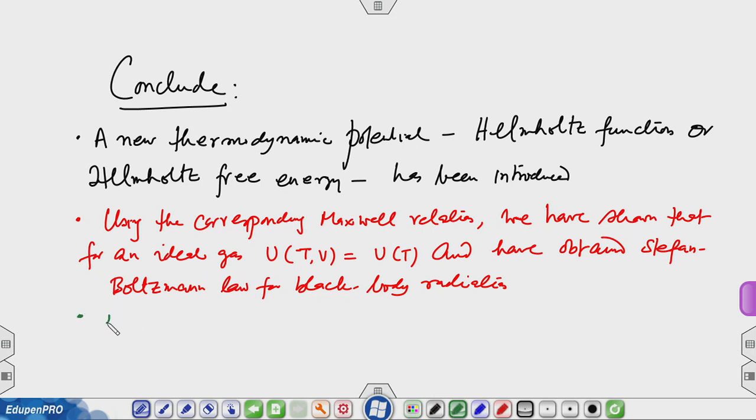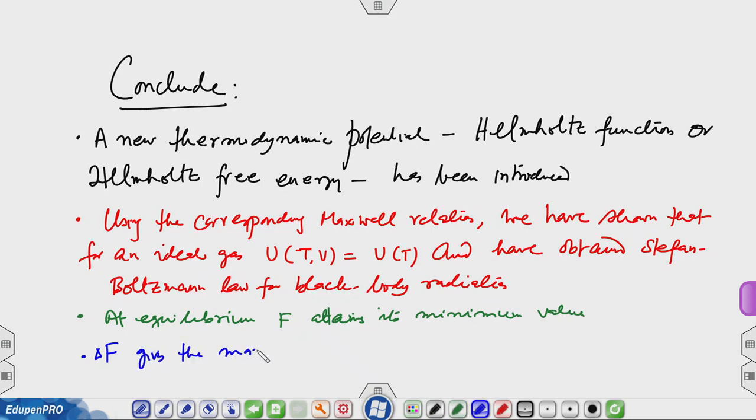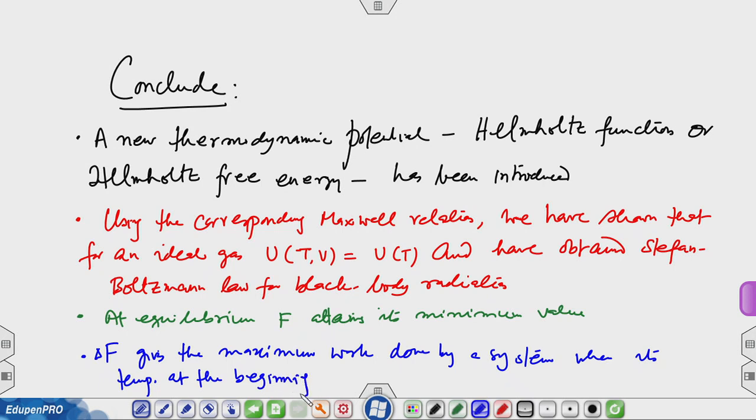Then we showed that at equilibrium, F attains its minimum value, and finally delta F gives the maximum work done by a system when its temperature at the beginning and end of the process are the same.